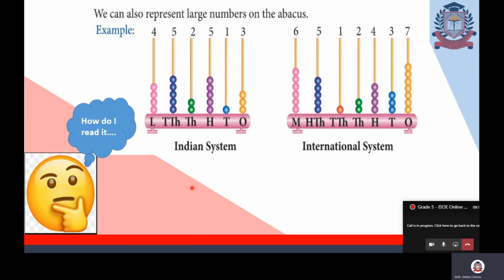So how do I read this number? You can see the number here, 4, 5, 2, 5, 1, 3. How do I read this number in the Indian system of numeration? Let us see. I read this number as 4 lakh 52,513. How do I read this number? 4 lakh 52,513.